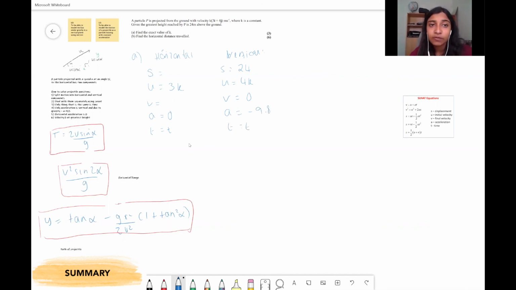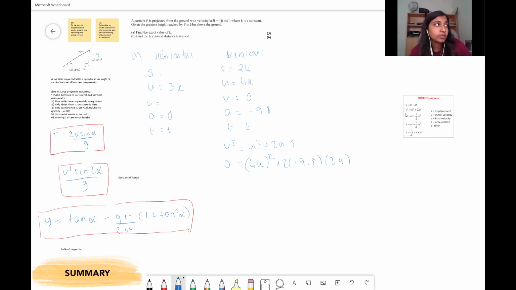So the first thing is we want to find the exact value of k. So we have 4 variables here, and if we plug it into one of these equations, we should be able to find our value of k. So we want to find one that doesn't involve our t. So that's v squared equals u squared plus 2as. So we could just say 0 is equal to (4k) squared plus 2 times minus 9.8 times 24.